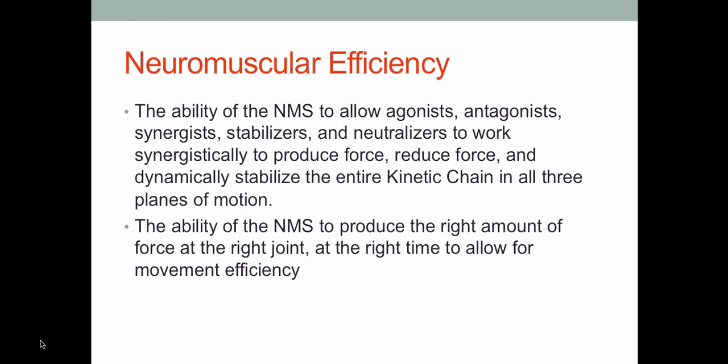This is the ability of the neuromuscular system to allow agonists, antagonists, synergists, stabilizers, and neutralizers to work synergistically to produce force, reduce force, and dynamically stabilize the entire kinetic chain in all three planes of motion. It is the ability of the neuromuscular system to produce the right amount of force at the right joint at the right time to allow for the right movement so we can be efficient.